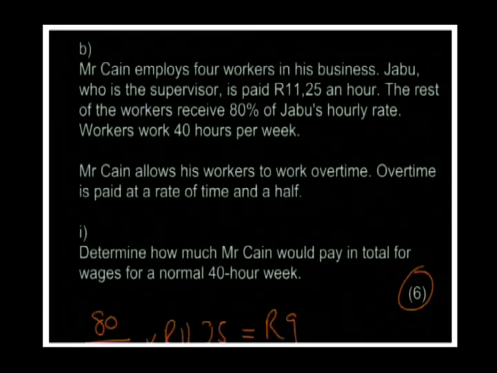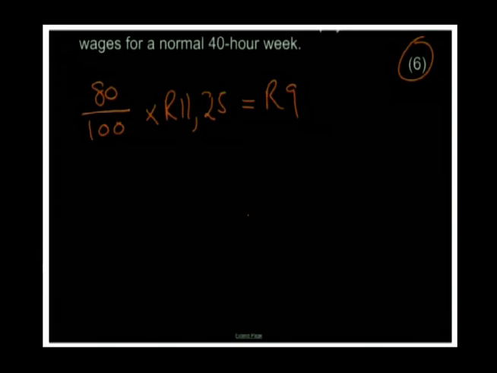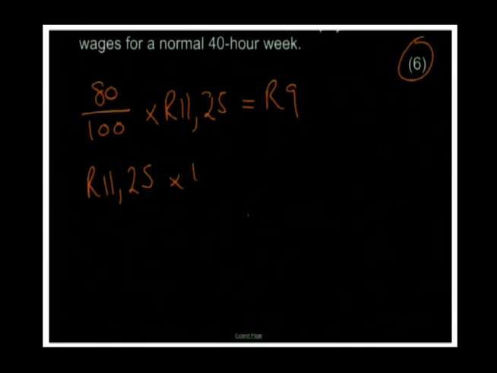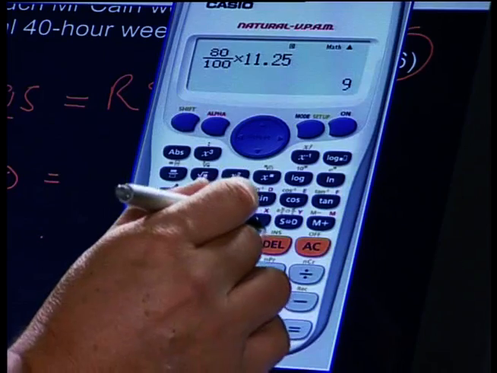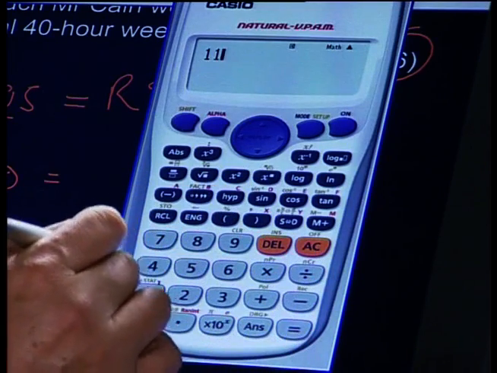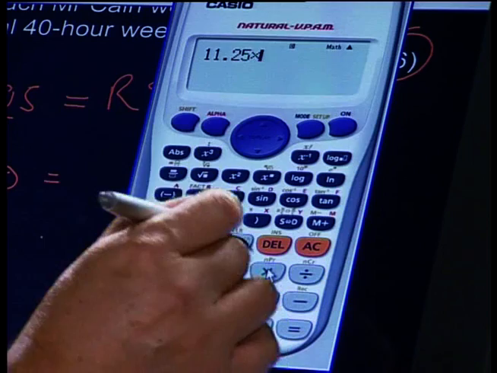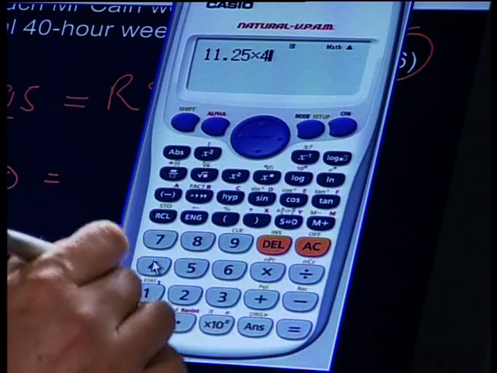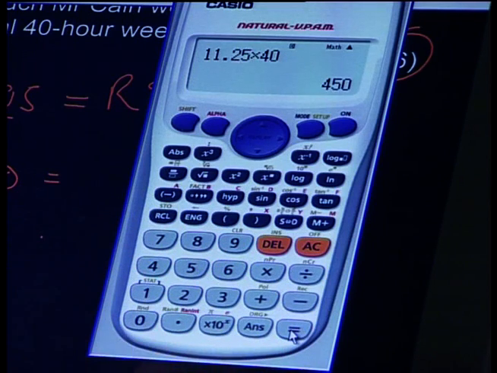Let's look for another bit we might find useful. Workers work 40 hours per week. So if the workers work 40 hours, Jabu we know earns 11 Rand 25, and he's working for 40 hours. So with our calculator, we have 11 Rand 25, and we're going to multiply that by 40 hours. Let's just do that again, 40 hours, and Jabu earns 450 Rand a week.